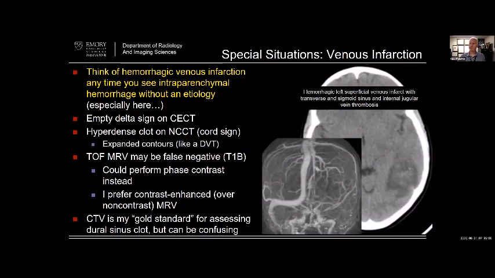So of course, filling defect on the contrast enhanced CT, the empty delta sign, the classic sign. Don't forget to look back at the head CT and see: is it hyperdense? Is it expanded? Just like somebody had a DVT in their leg, should be expanded, should feel a cord, that kind of thing. And then of course doing MRI, things to focus on there, and I'm a big fan of CTV, but I've become a big fan of contrast enhanced MRV. I was not a fan of a non-contrast MRV.